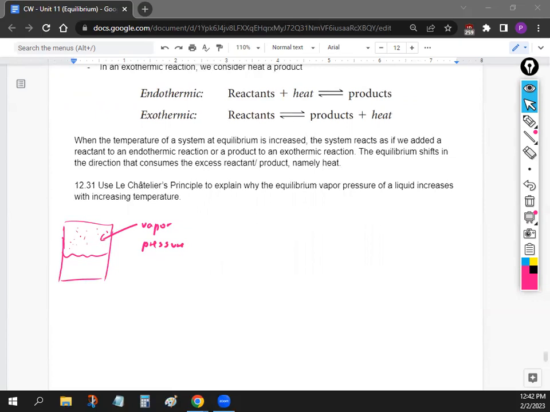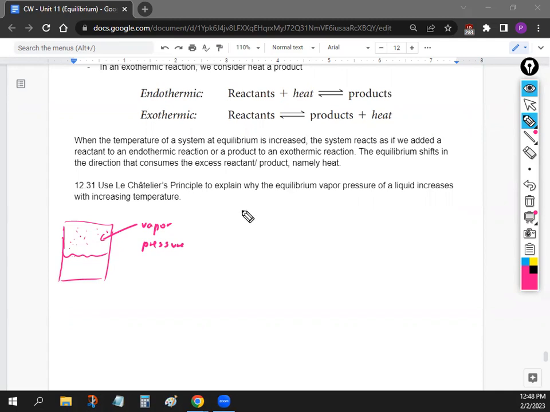Take about 2 minutes to write that, and we'll go over it together. Okay, so let's talk about how Le Chatelier's principle explains this phenomenon. Vapor pressure is when liquid molecules on the surface of a liquid automatically vaporize into gas. You didn't have to explain it this way; as long as you get the same logical flow, it's fine. But I'm going to write a chemical equation to explain what's going on.